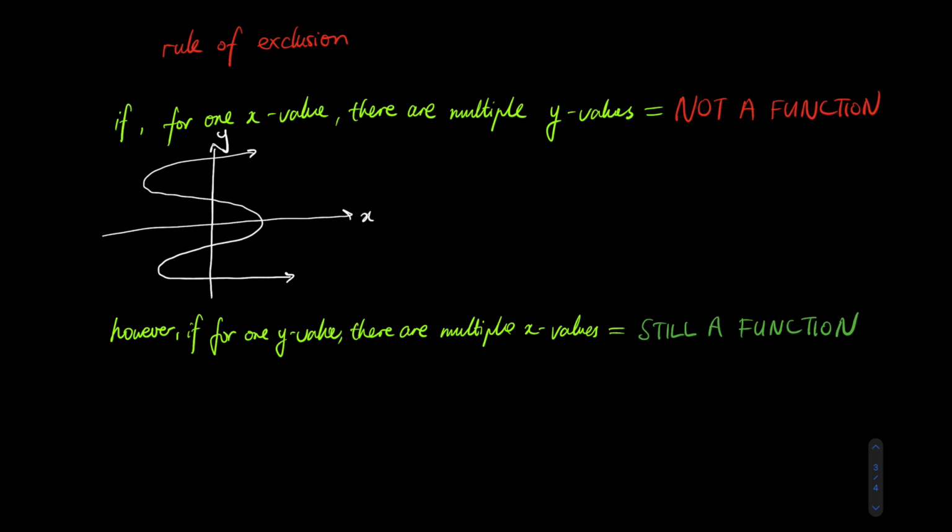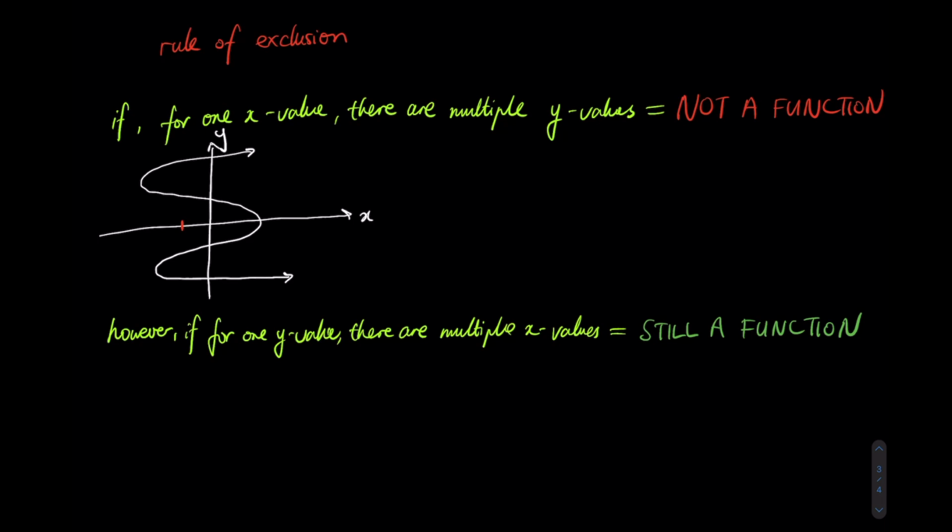Let's have a look at this graph here. Looking at this x value here, you realize that there are y values here, here, here, and here. And since on this graph, one x value does have multiple y values, this graph is not a function.